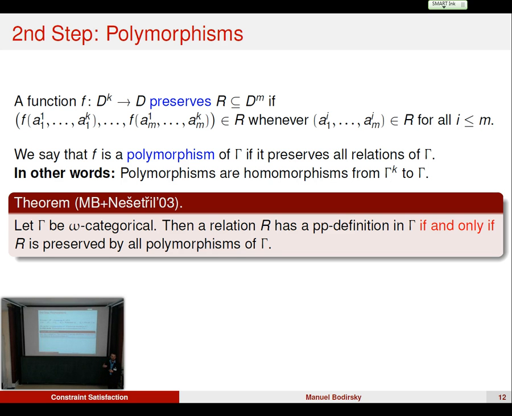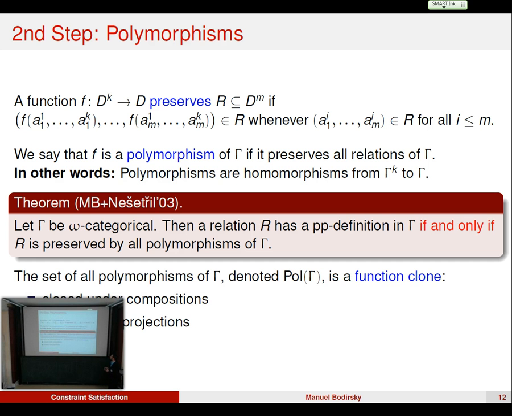It has been known for finite structures for a long time, and with Jarek, we proved that this goes through for omega categorical structures. It's not terribly difficult, but it's very powerful, because these sets of polymorphisms form algebraically very nice objects. The set of all polymorphisms is closed under compositions: you compose polymorphisms, you get back polymorphisms. And they always contain the projections.